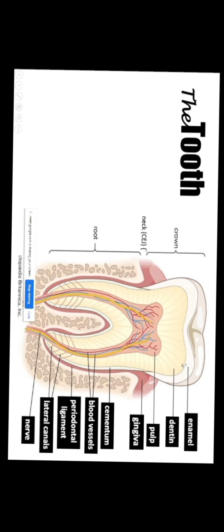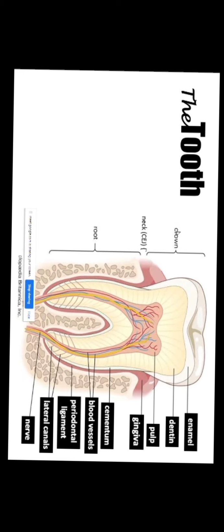Next, we have enamel. The enamel is the hardest substance in the body. It covers the crown. It covers the crown of the tooth. This white portion here, that's your enamel, which is also the hardest substance in the human body.